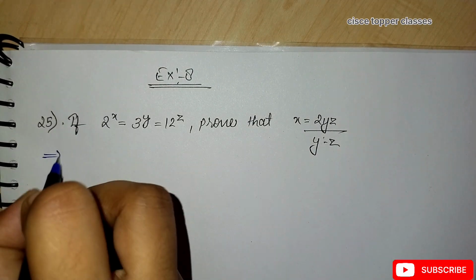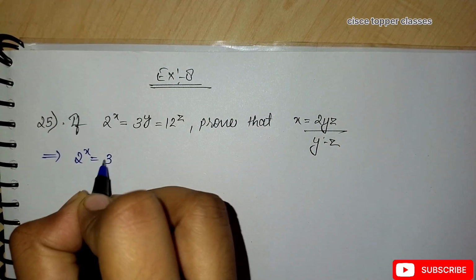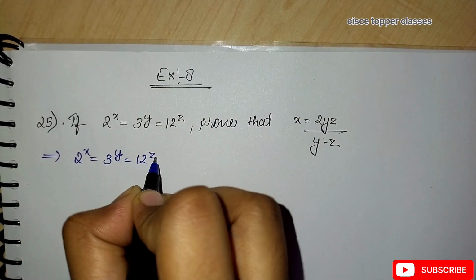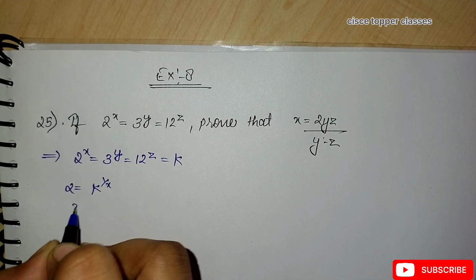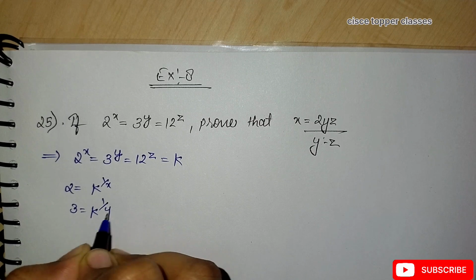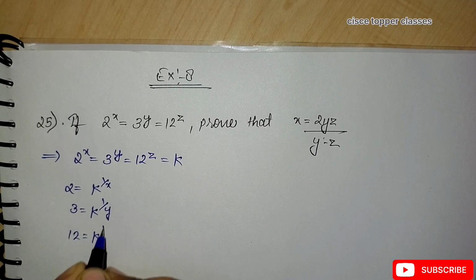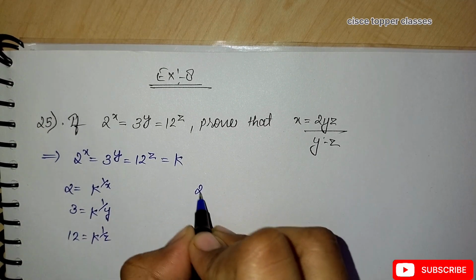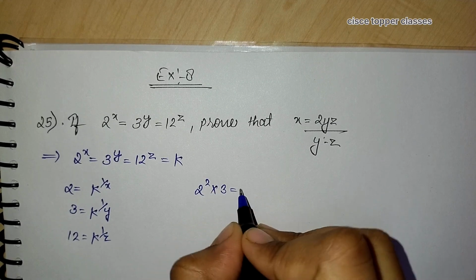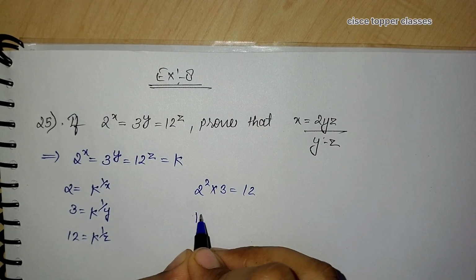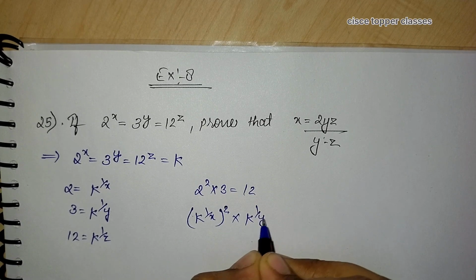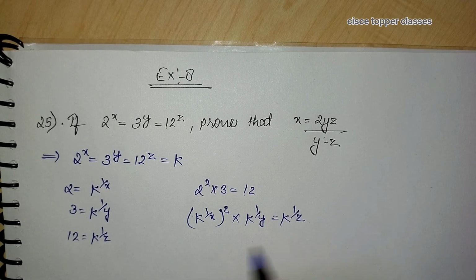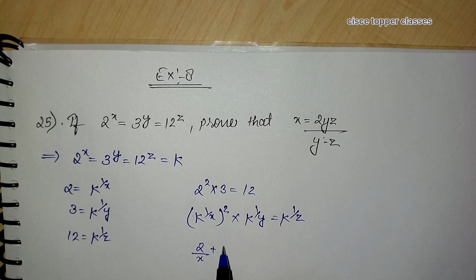From here only we can write, let 2^x is equal to 3^y equal to 12^z equal to k. So from here 2 is equal to k to the power 1 by x, 3 is k to the power 1 by y, 12 is k to the power 1 by z. And here 2 square into 3 is equal to 12. It will be k to the power 1 by x whole square into k to the power 1 by y equal to k to the power 1 by z. So it will be 2 by x plus 1 by y equal to 1 by z.